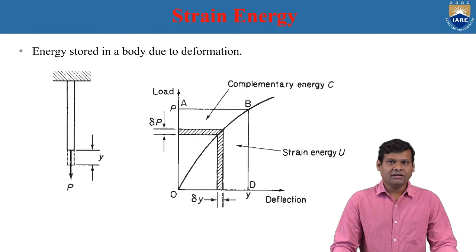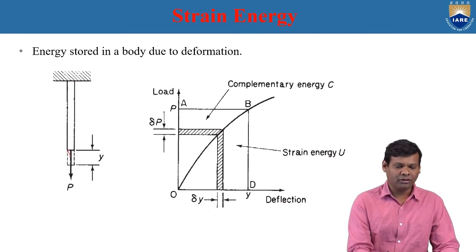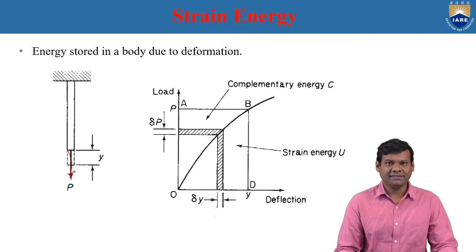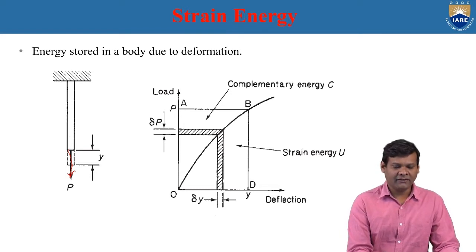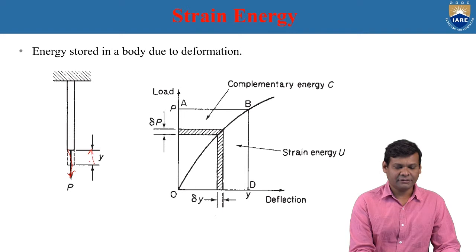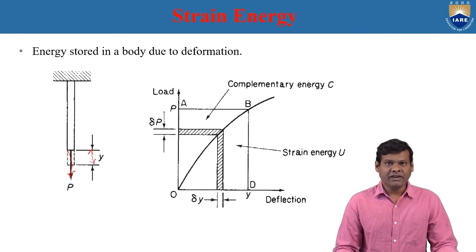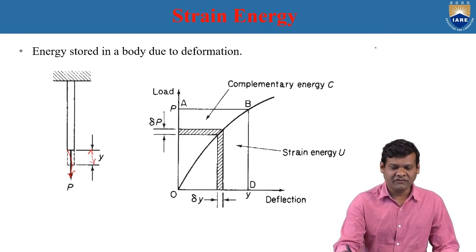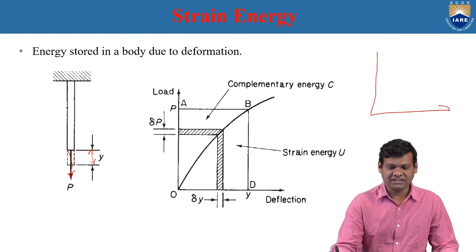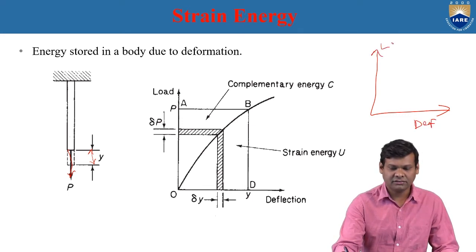Okay, now let us take a bar which is hinged, or fixed, at one point. Now we apply a load P on this rod. As a result, we have a deflection of Y. Now, when we draw the load versus deflection curve, we put the deflection on the x-axis and the load on the y-axis.